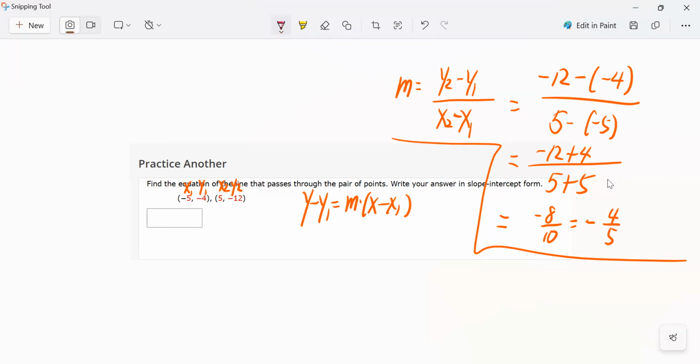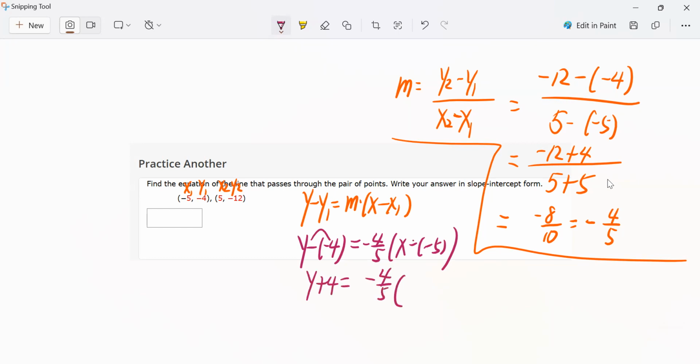There we can find out this clearly on the line. So y minus negative 4 equals negative 4 over 5 times x minus negative 5. Again, two negatives turn to positive: y plus 4 equals negative 4 over 5 times x plus 5. Now we're going to distribute it, so y plus 4 equals negative 4 over 5x.